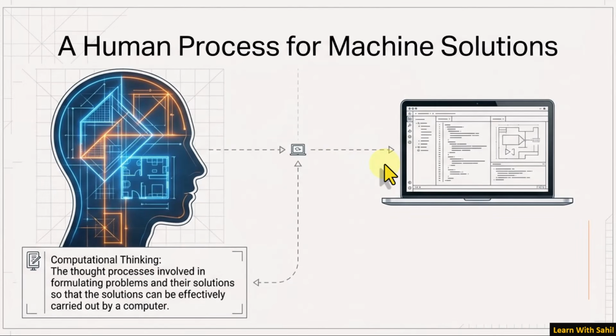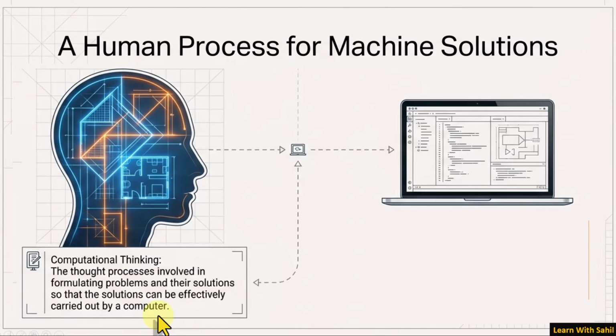Computational thinking is a human process for machine solutions. Okay, it's not how machines think. It is just simply a human process for machine solutions. Computational thinking is the thought process involved in formulating problems and their solutions so that the solutions can be effectively carried out by a computer.